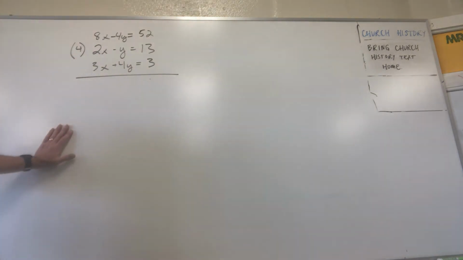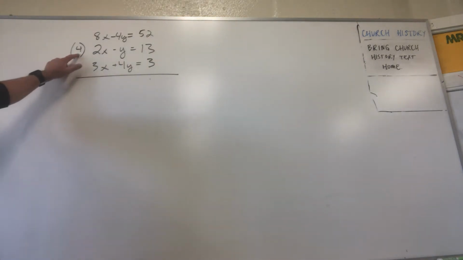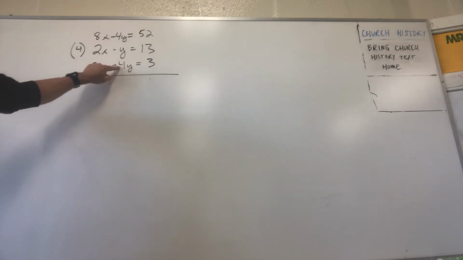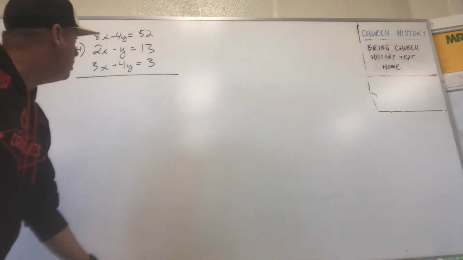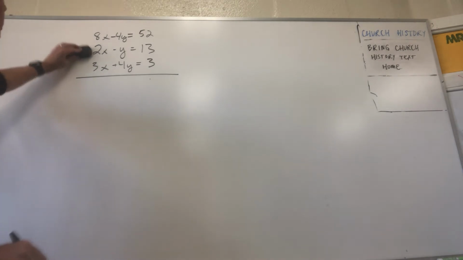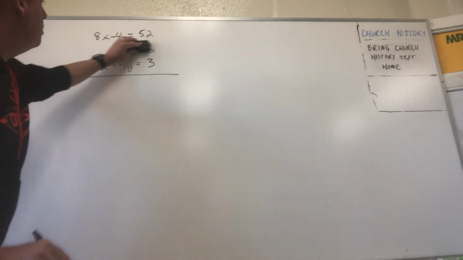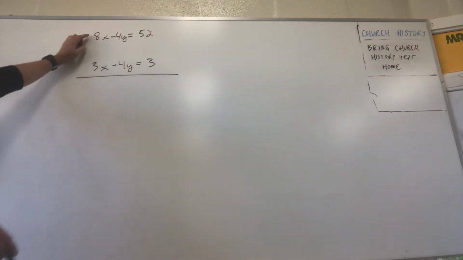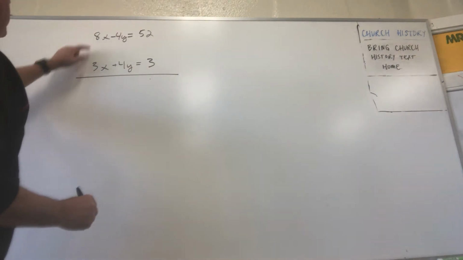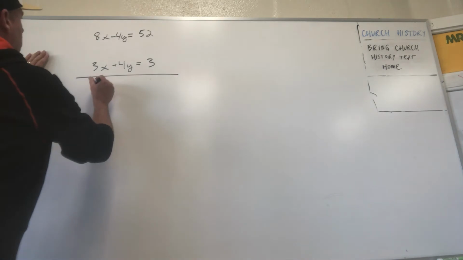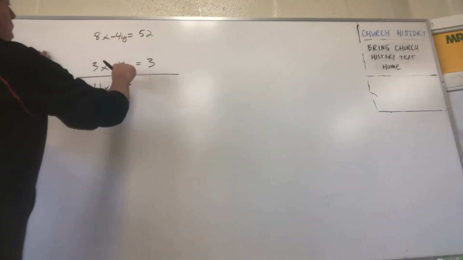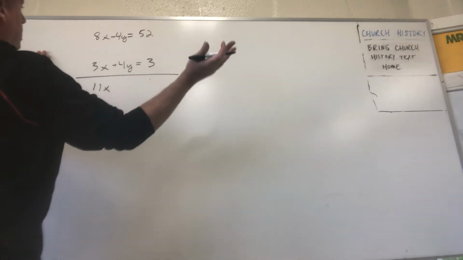Okay? I just multiplied this one times 4 to make these y's opposite. Okay? I just want you to understand that now I just made one of the variables eliminate each other. So now I'm here. Look at this. Now I'm here. I got 8x plus 3x equals what? 11x. Negative 4y plus 4y eliminates it.